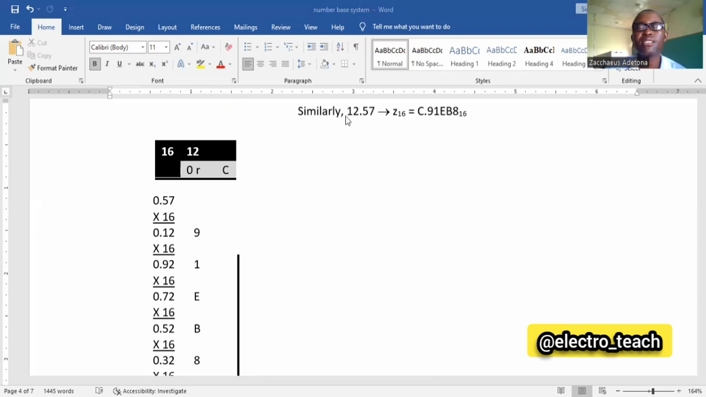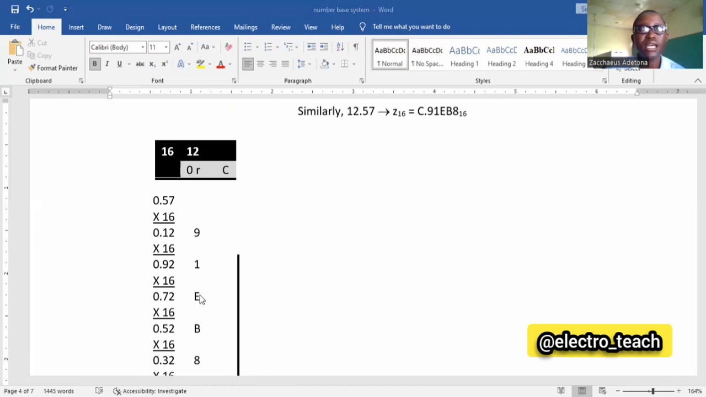Then for the decimal part, we do a long multiplication to get the answer in base 16. 0.57 times 16 gives something like 9.12. Then you take the whole number out, retain the decimal inside. Then you go ahead again, 16 times 0.12, you get something like 1.92. You take the whole number out and retain the fractional part. Next one will be 0.92 times 16. That gives us something like 15.72, and that's a whole number. 15 is represented as E.